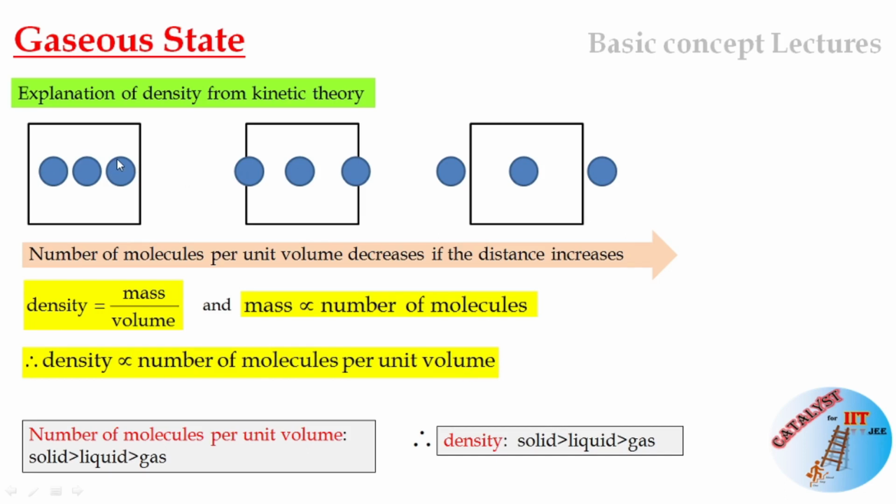Now, as the distance between the molecules is very large for the gases, the number of molecules per unit volume will be very low for the gases. So, the number of molecules per unit volume will decrease as we move from solid to liquid to gas, and as the density is proportional to the number of molecules per unit volume, the density will decrease as we go from solid to liquid to gas. So, for the solid the density is highest and for the gas the density is lowest. Now we can also understand how the postulates of kinetic theory help us to explain the density of the gas.